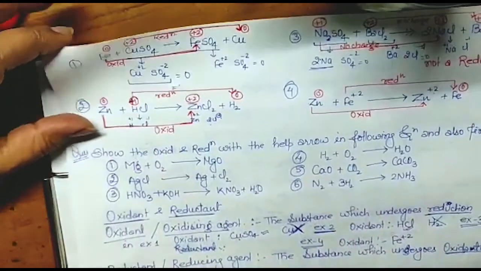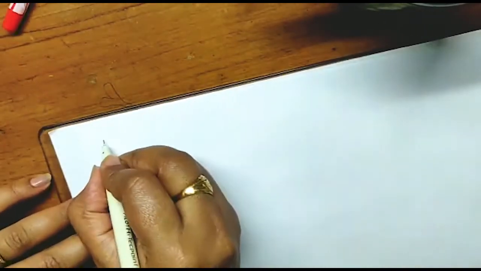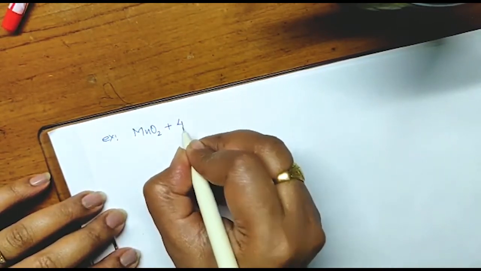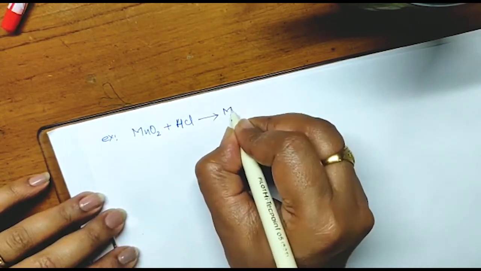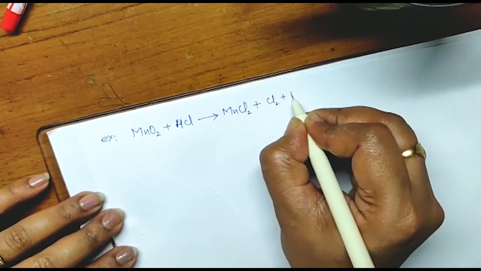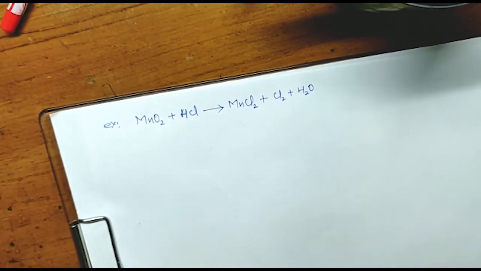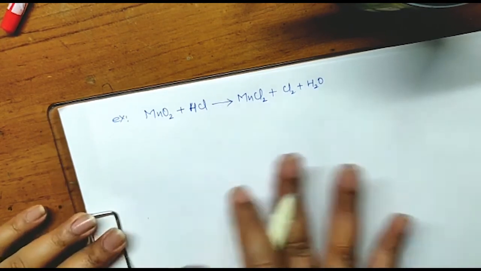So let's do some more practice, some more equations. Suppose that I am giving you a few examples. You just pause the video after writing, then I will write the equations, and then try to complete it by yourself. MnO2 plus HCl changes into MnCl2 plus Cl2 plus water. This is the equation. I'm not writing the balanced equation. It doesn't matter at all here. To find the oxidant and reductant, it doesn't matter whether it is balanced or not balanced. So let it be like this.